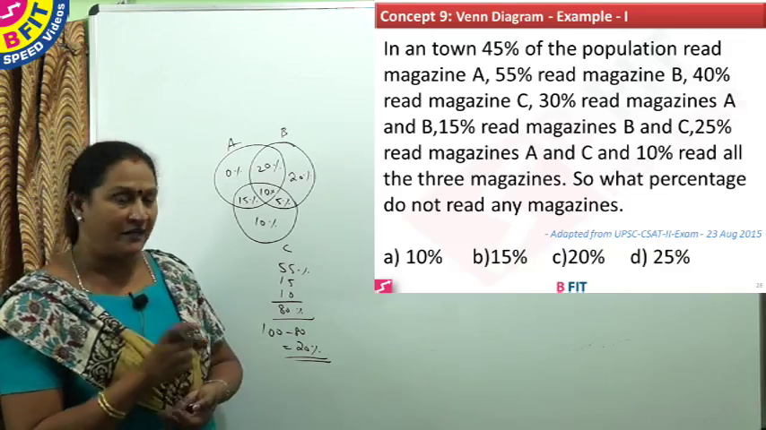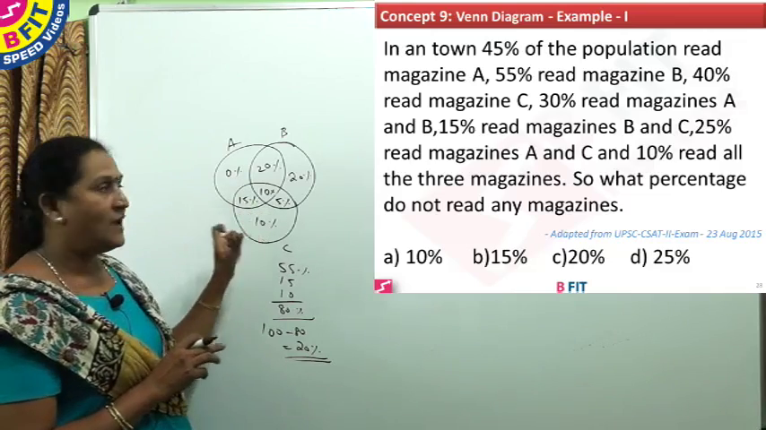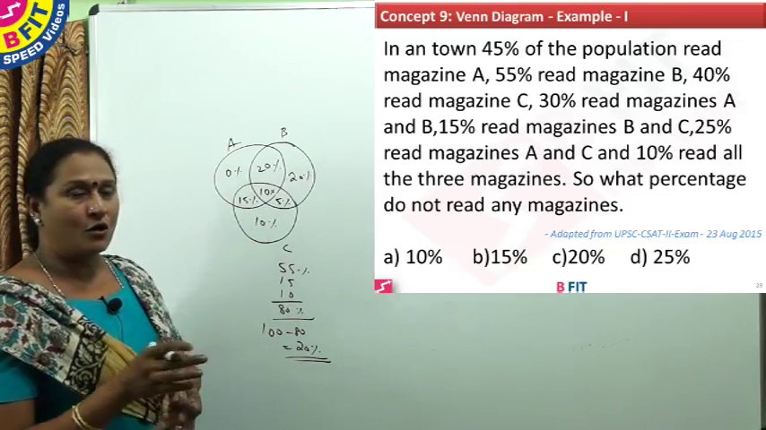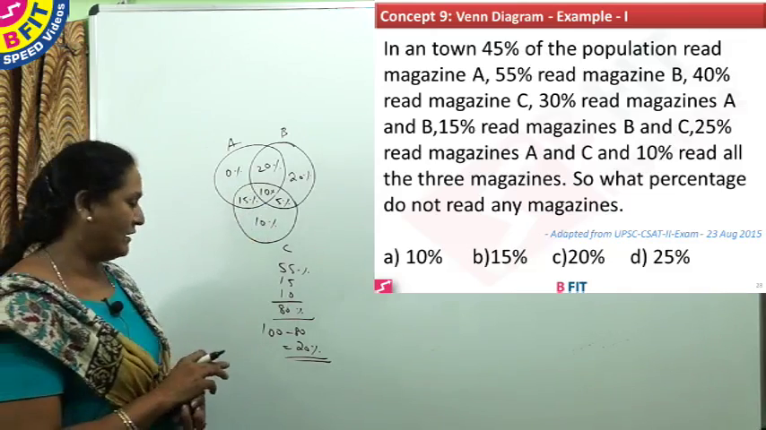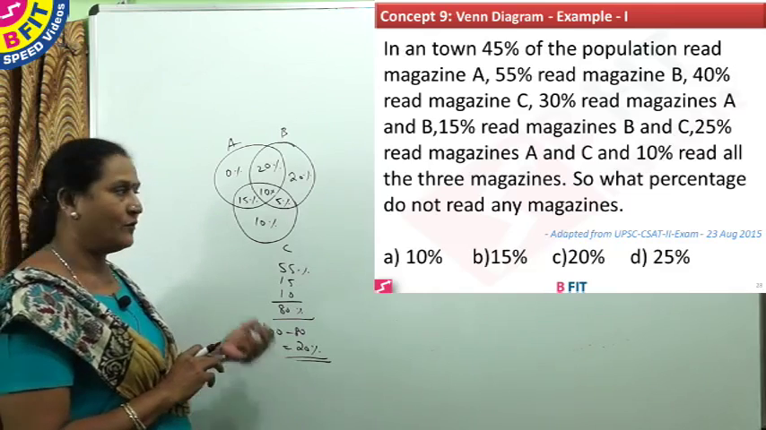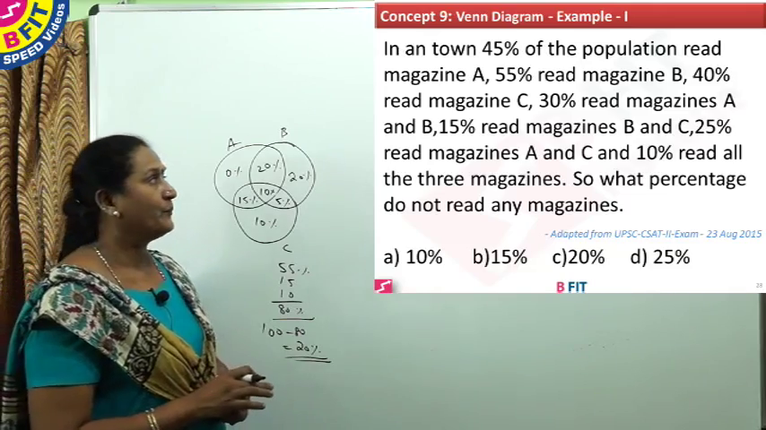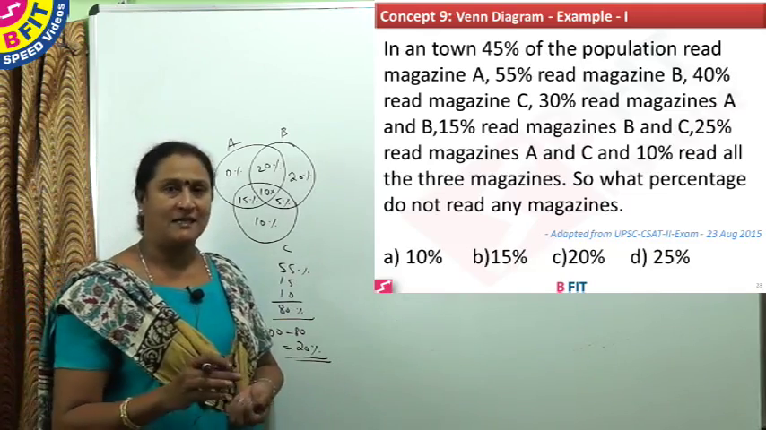So as we have three details, draw three circles and fill accordingly, and adding all we get the either-or concept, and subtracting it from 100, we get 20% of them do not read any magazine. So the answer is option C. So we'll see the next example.